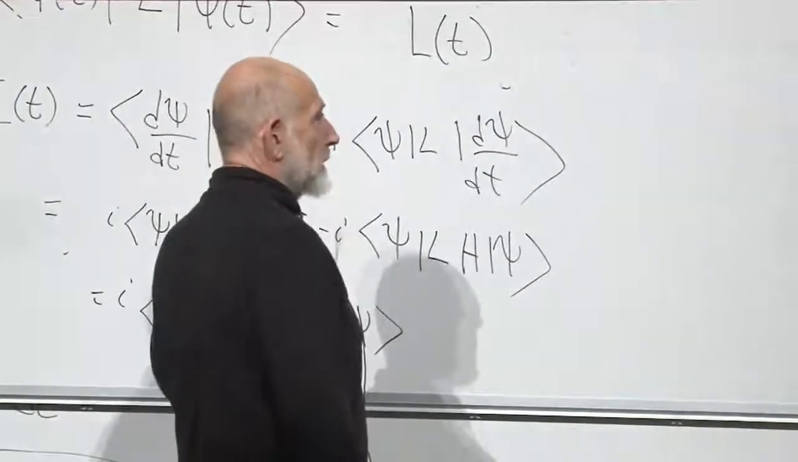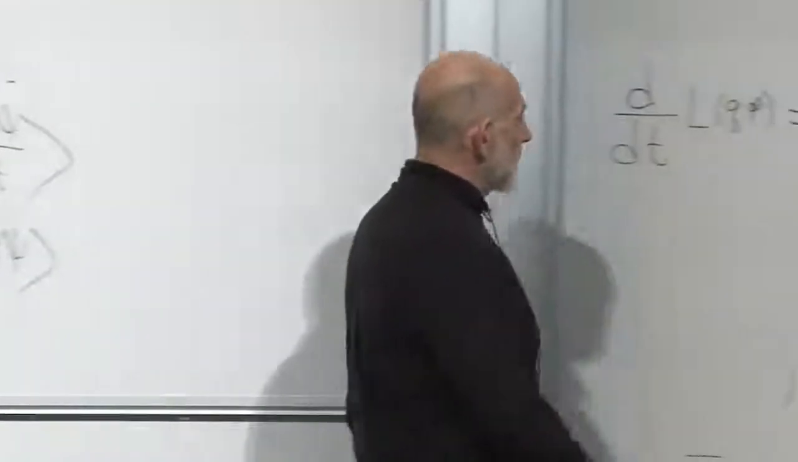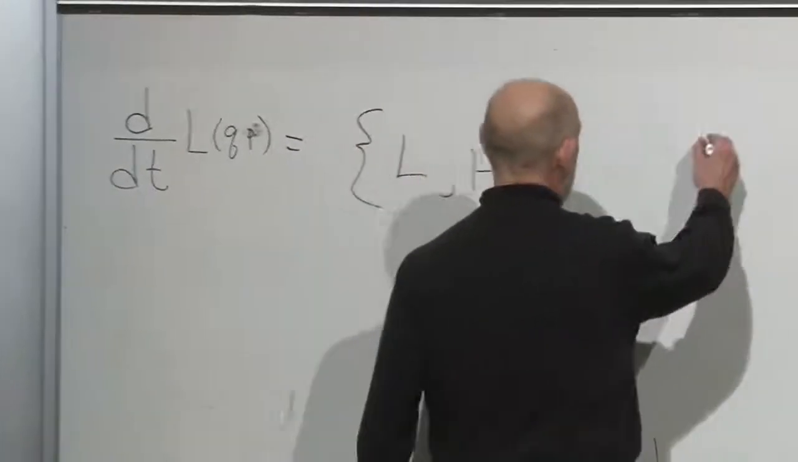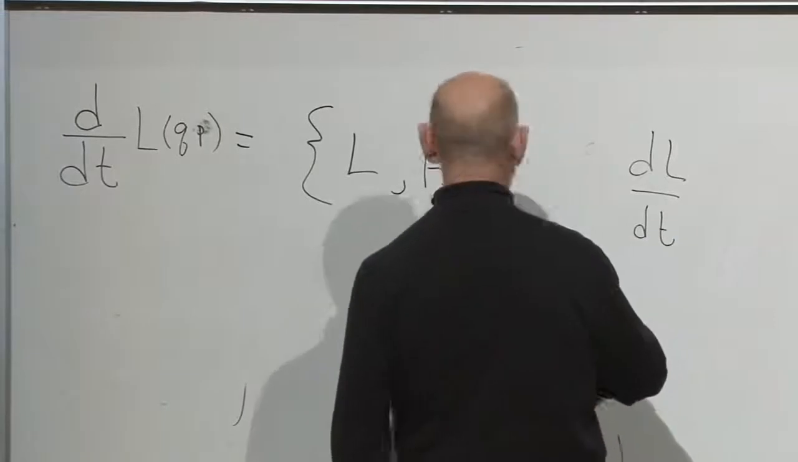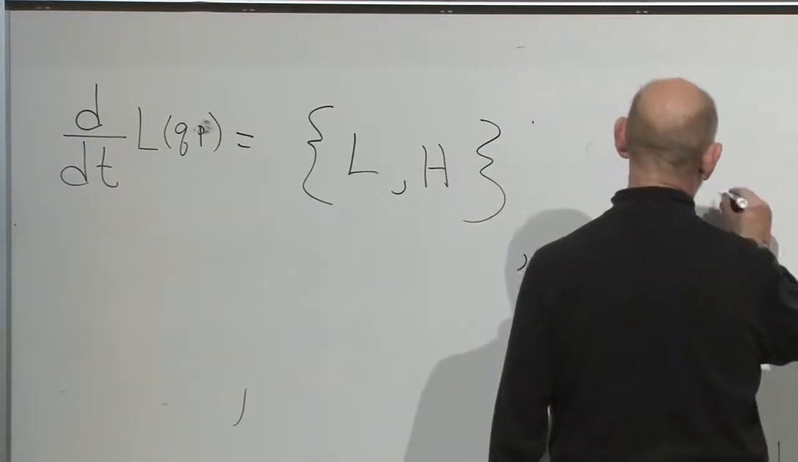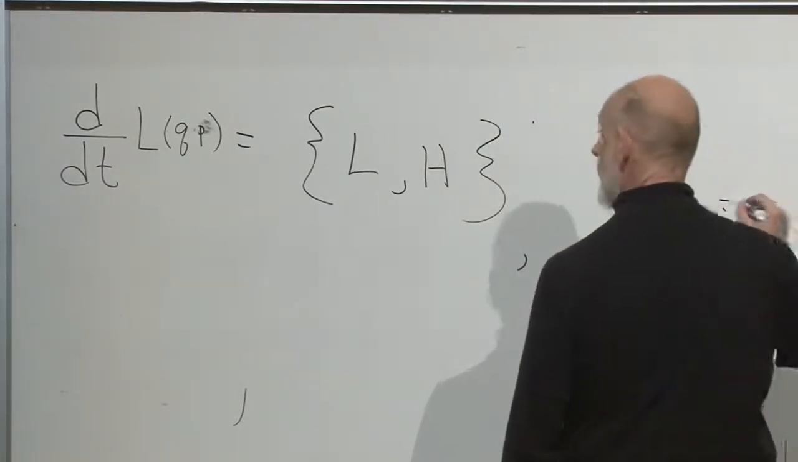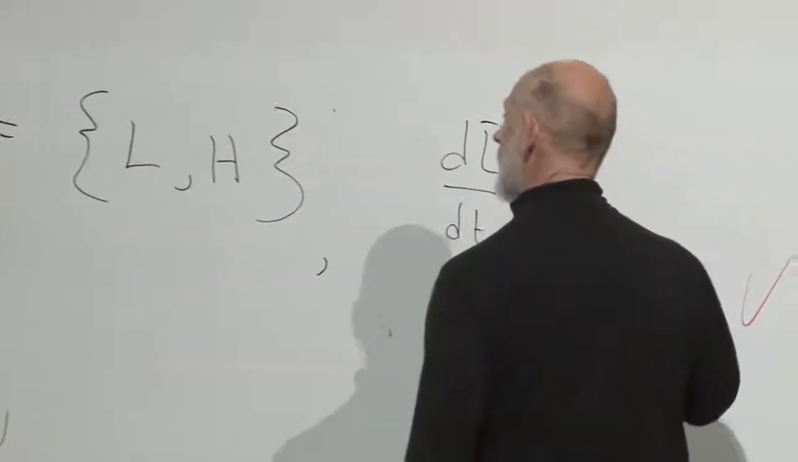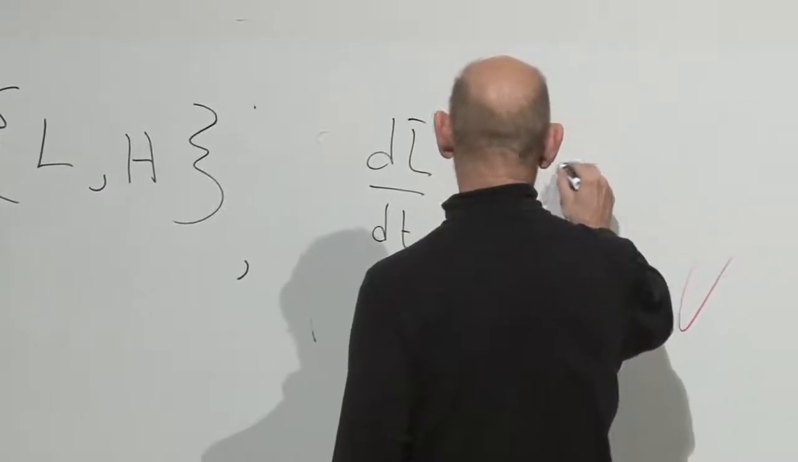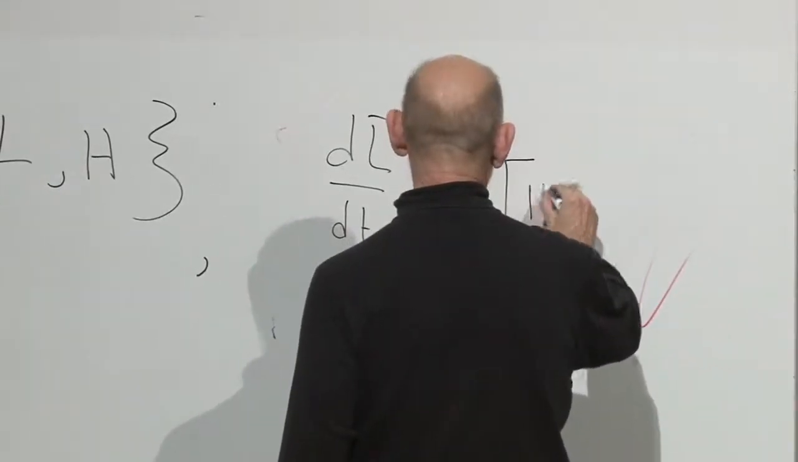Where is it? Did we erase it? I think I erased it. The similarity of this with dL by dt, the average value, is i, minus i or plus i, I lost track, plus i times the commutator of H with L.